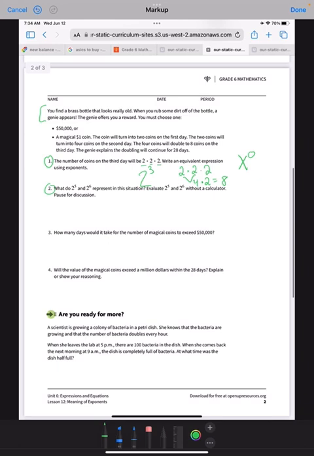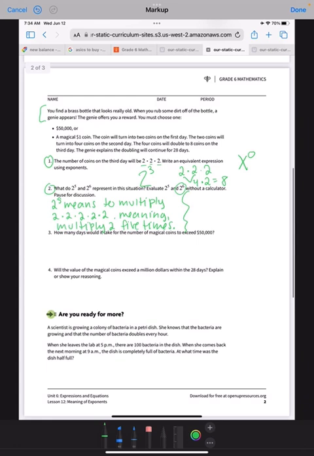So 2 to the 5th means to multiply 2 times 2 times 2 times 2 times 2, meaning multiply 2 5 times, not 5 times 2 or 2 times 5, multiplying just 2 5 times. Same for the 6th power, except just 6 times.